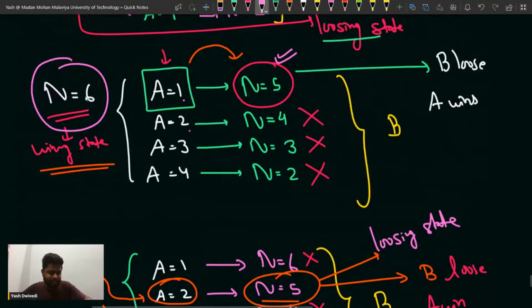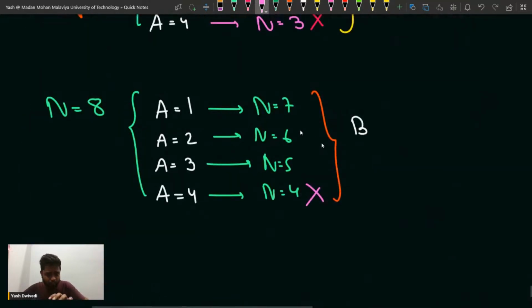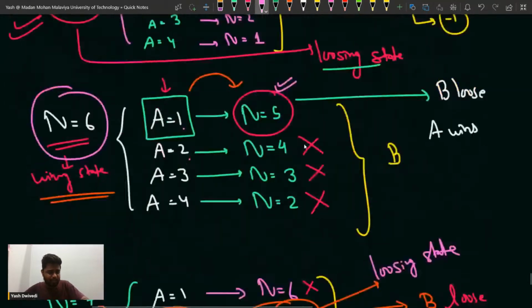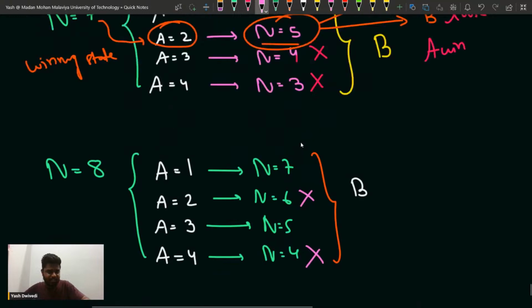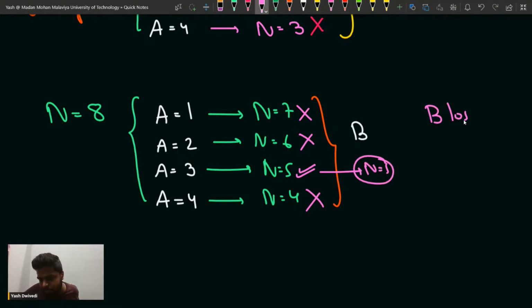We determined that if A got 6, then A can pick 1, and then A can give 5 to B, and 5 will be a losing state, so B will lose. So 6 is also a winning state, so we don't want to give 6 matchsticks remaining to B. Then 7 is also a winning state, so we don't want to give this 7 to B. Then we will give n value as 5 to B, and in this case B will lose and A will win.